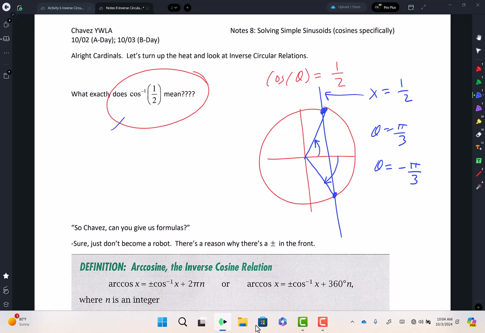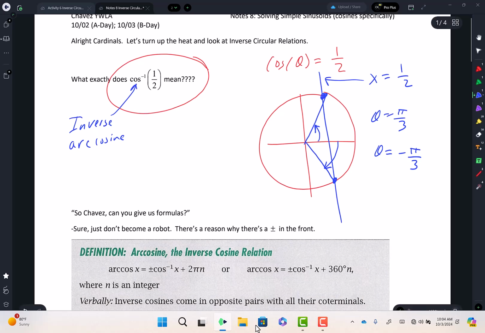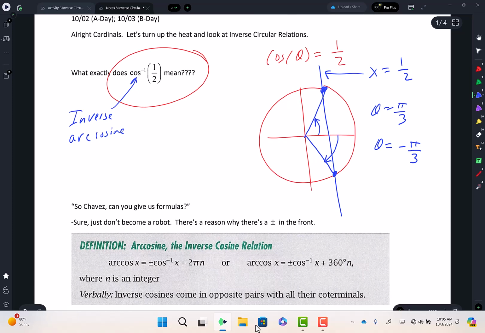How do you say this cosine to the negative 1? It is not a reciprocal. It is called inverse. So you either say inverse cosine, or you can also use the word arc. Arc cosine. They both mean the same. So when you talk to your professor, you're going to say arc cosine or inverse cosine. Are we still okay? Nothing crazy, right? Okay. I want you guys to notice something.